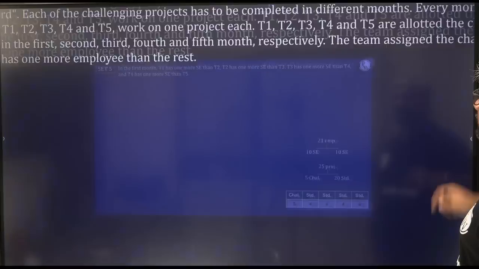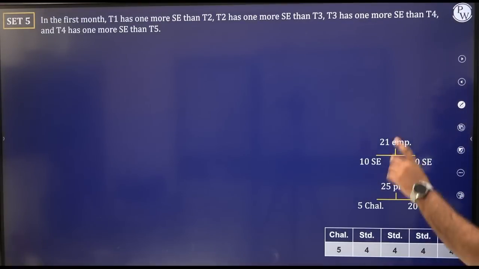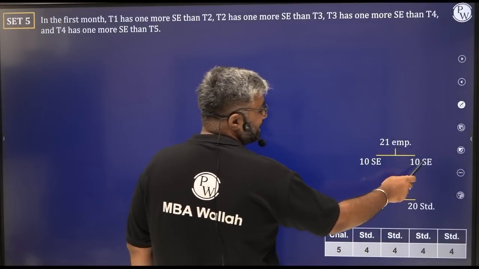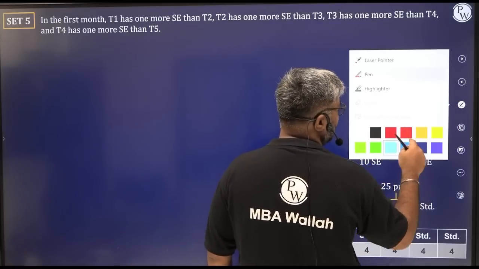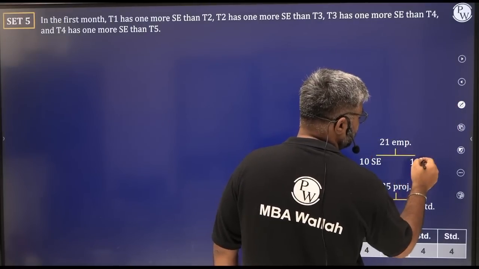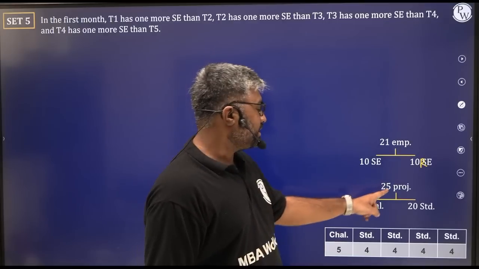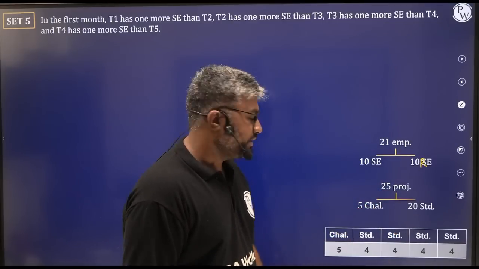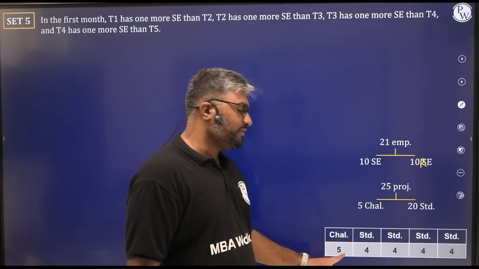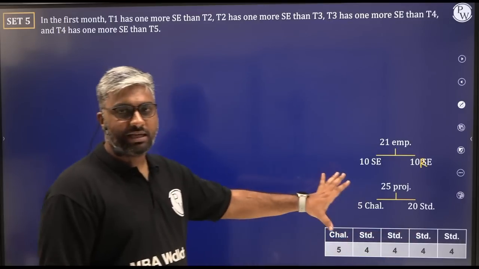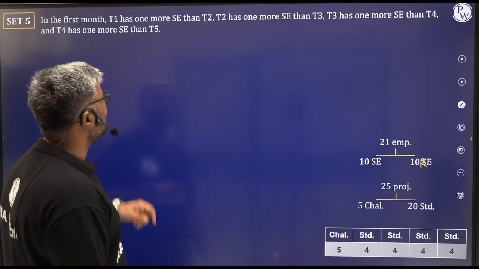So what we need for us to go ahead with the next part of the question is this. 21 employees, 10 SE, 10 RE, okay? Regular skilled. 10 SE, 10 RE. 25 projects hai, 5 challenging, 20 standard. Every month, challenging will have 5 employees. Standard will have 4 employees. ठीक है, इतना चाहिए from our first paragraph. Let's have a look at the next one.